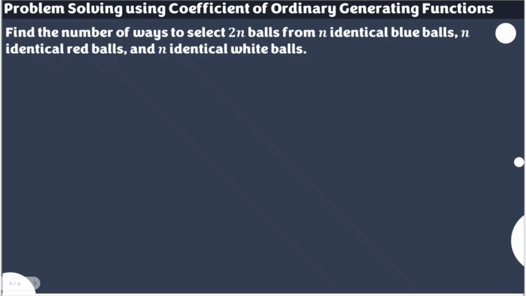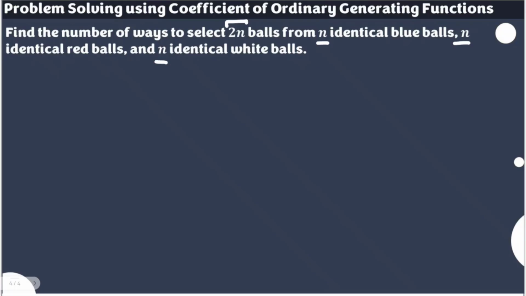In the previous two videos talking about some applications or problem solving which needs the concept of ordinary generating functions, we had an exact value for that, but this time we had a more general item. This time we have the number of ways to select 2n balls. We don't know how many they are, just represented by 2n, from n identical blue balls, n identical red balls, and n identical white balls.